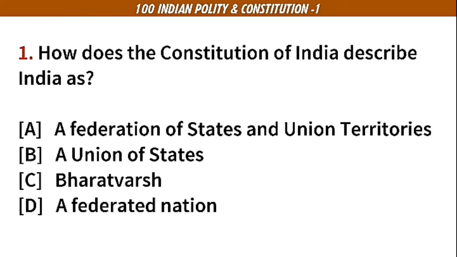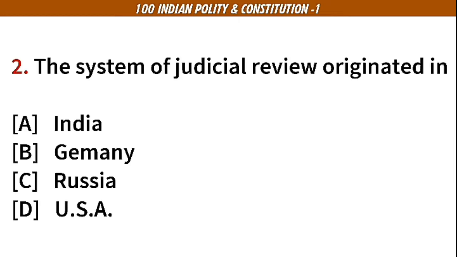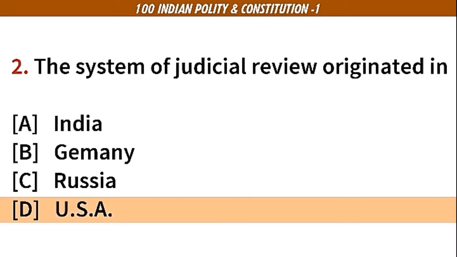How does the Constitution of India describe India as? Answer B. A union of states. The system of judicial review originated in? Answer D. USA.